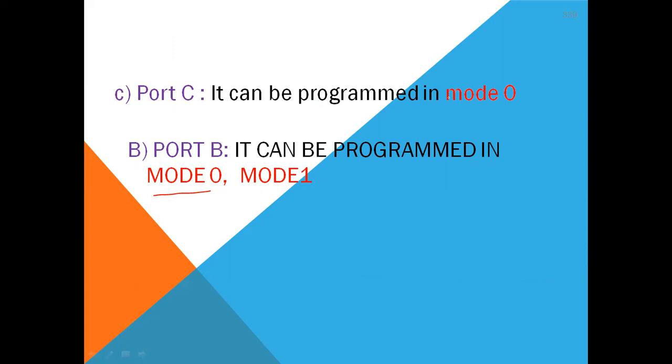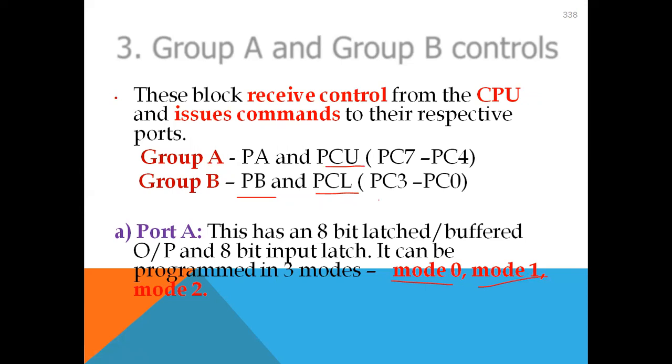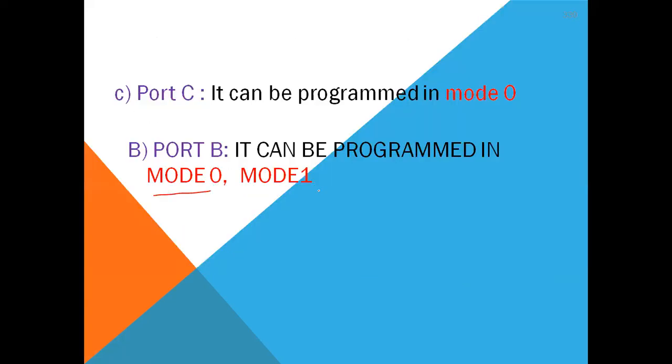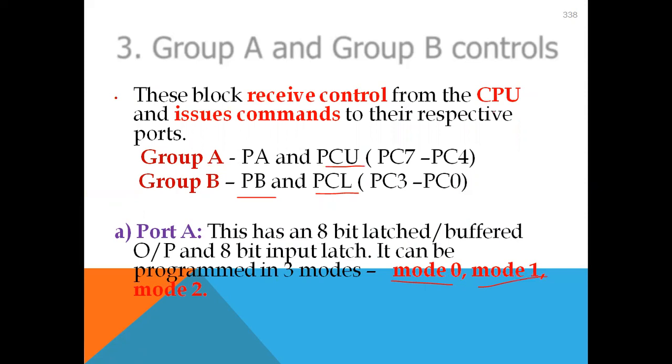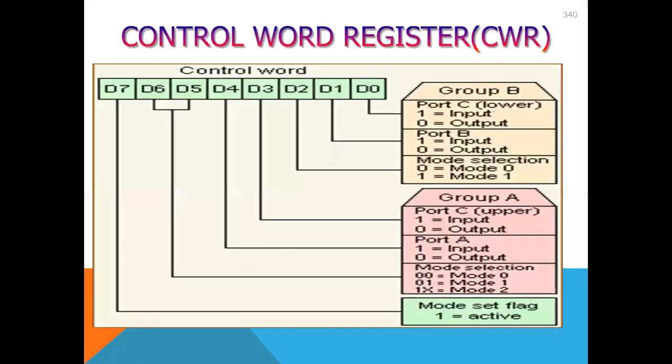Only mode 0 operation is supported by port C. So all 3 mode operations are supported by port A, 2 mode operations by port B, and only mode 0 by port C. So mode 0 operation is supported by port A, port B and port C. Mode 1 operation is supported by port A and port B only. Mode 2 is supported by only port A. Okay, this is the control word register.